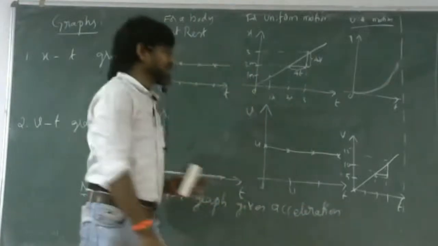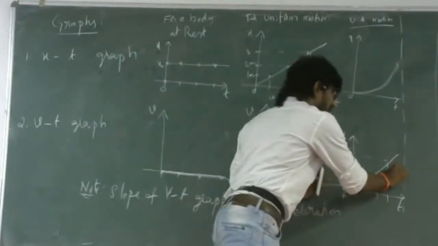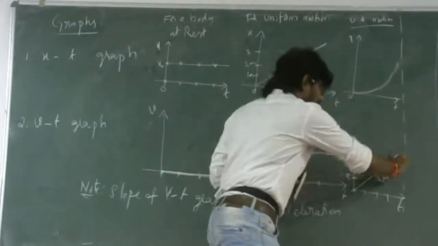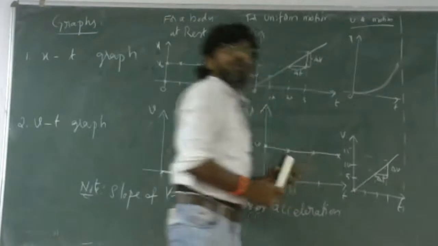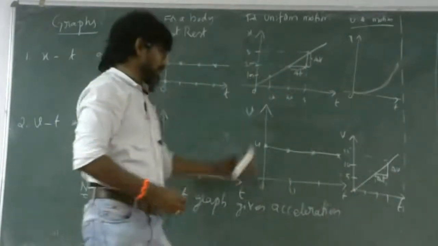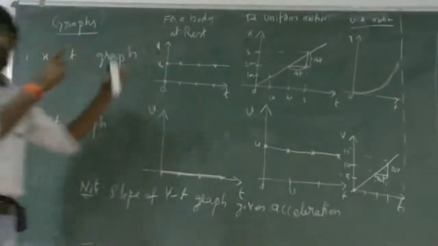So how can you say that? This is change in velocity, delta v, and this is change in time, delta t. So slope is nothing but change in y coordinates by change in x coordinates. That is delta v by delta t, or dv by dt. That is nothing but acceleration. Is it clear? So these 2 points you have to remember.